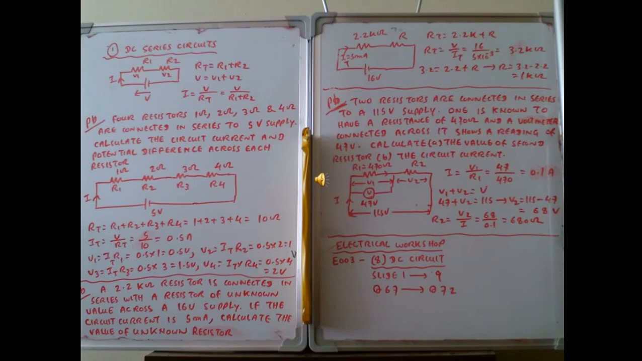A 2.2 kilo ohm resistor is connected in series with a resistor of unknown value across a 16 volt supply. If the circuit current is 5 milliampere, calculate the value of the unknown resistor.